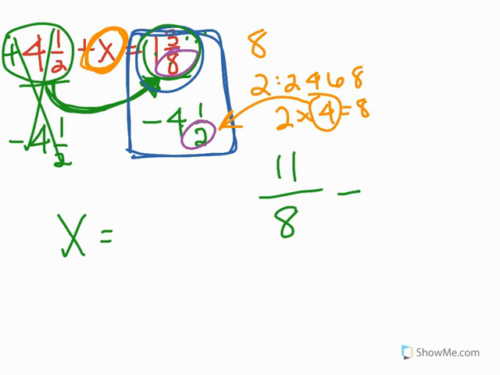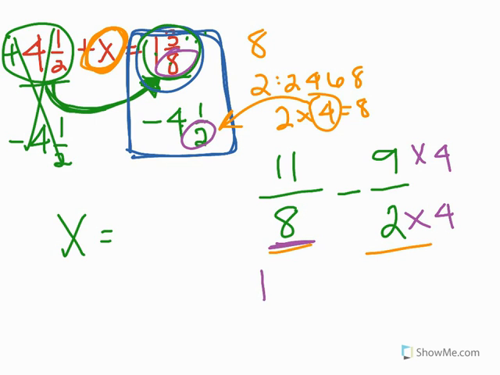And I'm going to be subtracting from that. 4 times 2 is 8, plus 1 is 9. This is 9 halves. Again, uncommon denominators. We have to fix that. And the way we're going to do that is by multiplying both of these by 4 so that we get 8 as our common denominator. So we are going to do 11 eighths minus 2 times 4 is 8. 4 times 9 is 36.